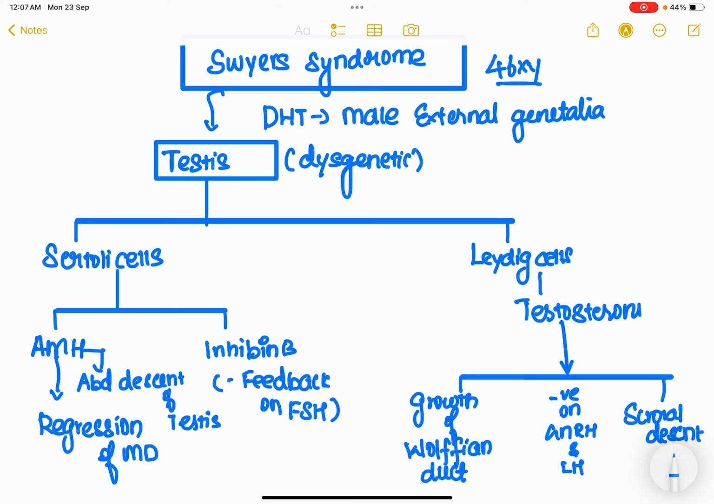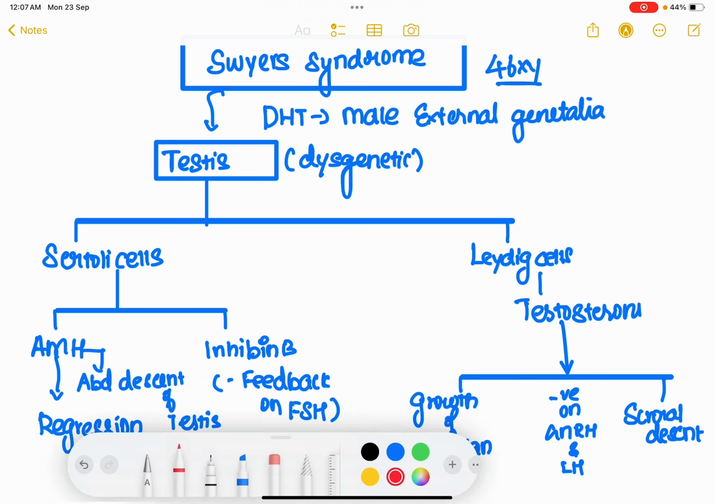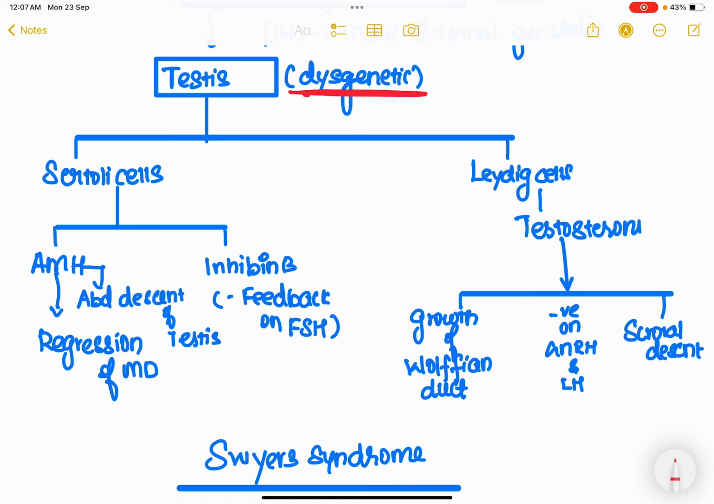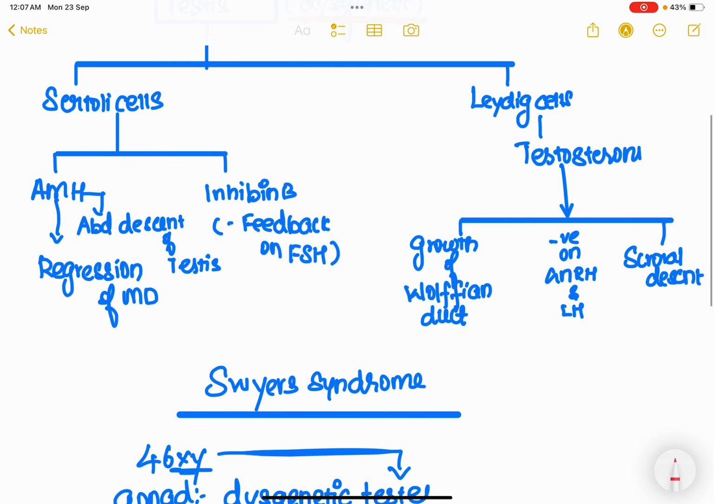Dysgenetic testis. Let me select a different color so that it is very easy for you. So dysgenetic testis. Is that clear? Okay. So when the testis is underdeveloped or abnormally developed, the cells of the testis cannot release the hormones in appropriate levels. Is that clear? Yes.